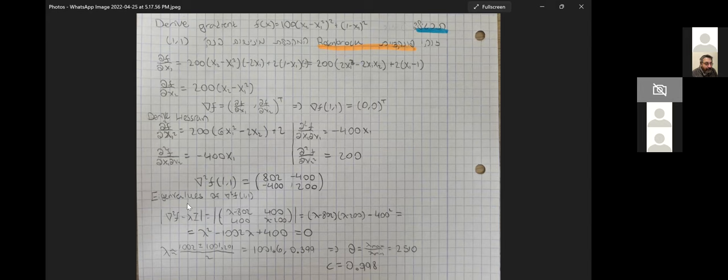And then I tried to find the eigenvalues by A minus lambda I, and got this polynomial. You did everything I asked.